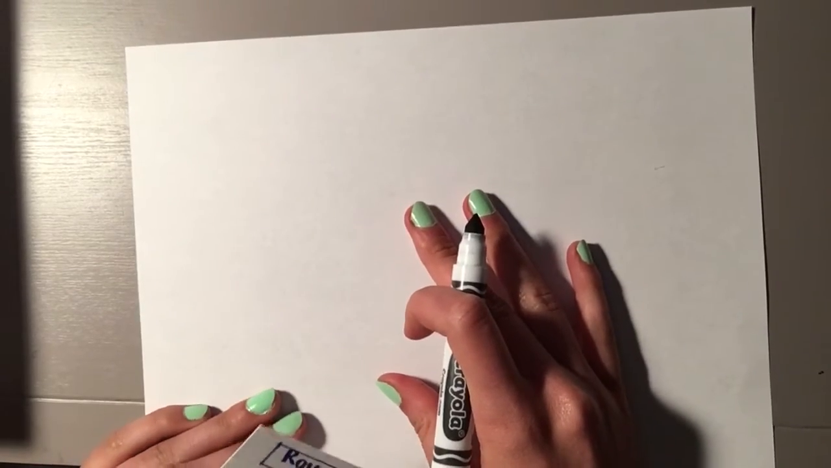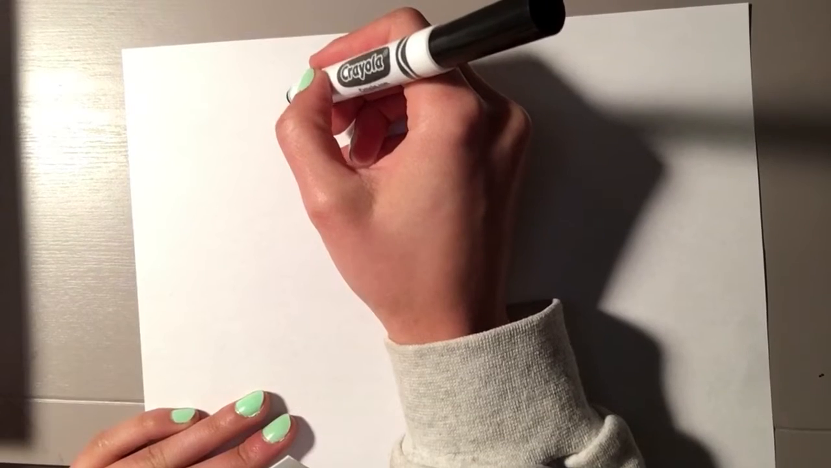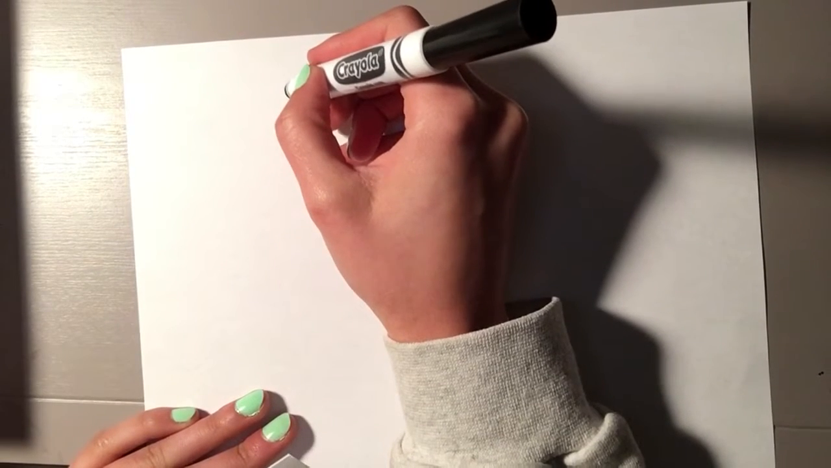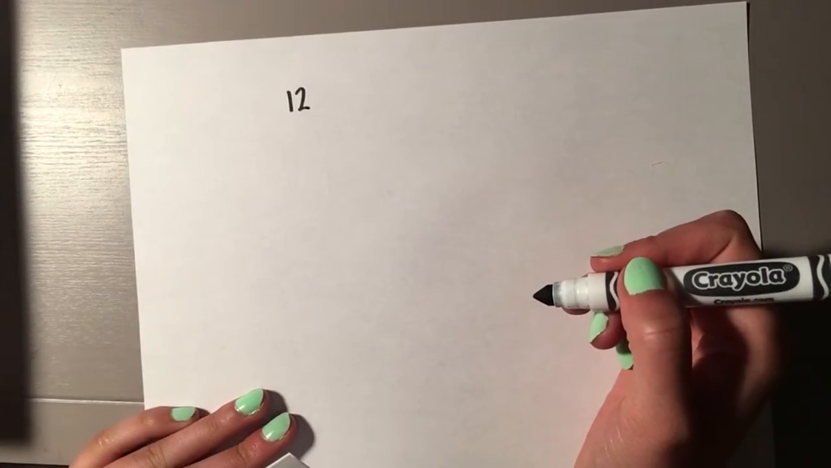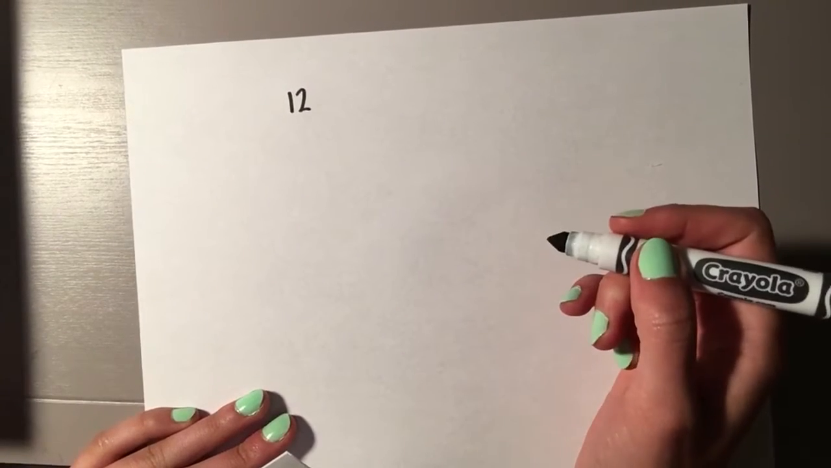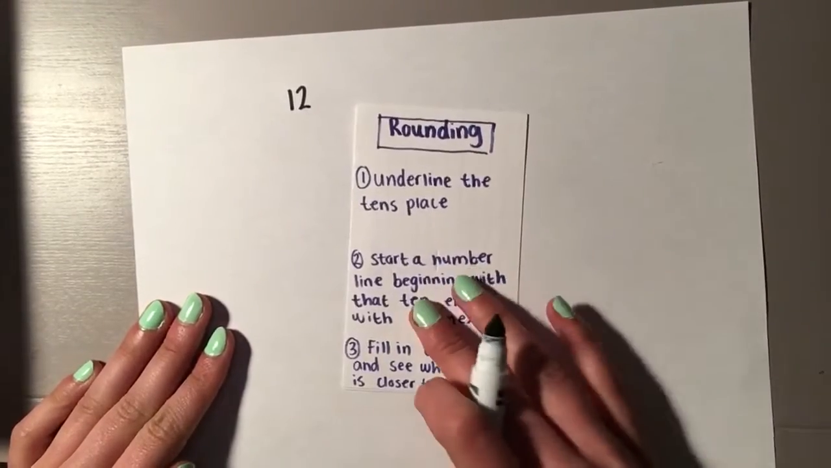The first number that we're going to round is, let's round 12. Now in second grade, we're rounding to the nearest 10. So I'm going to give you the steps that we take to round a number to the nearest 10. I have written the steps here.